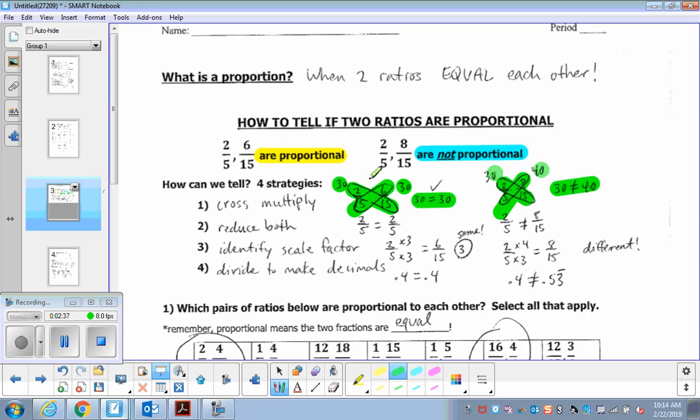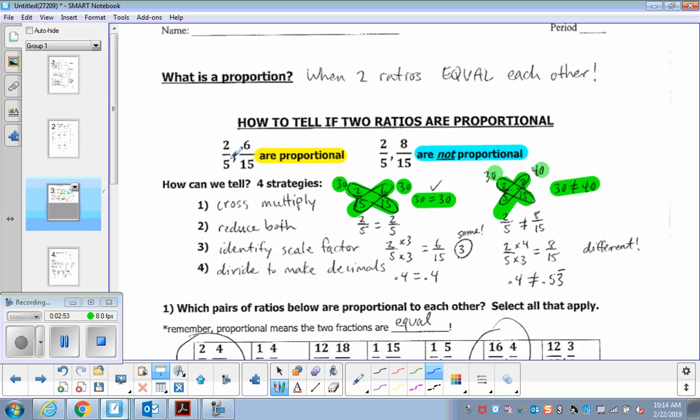So one method would be to cross multiply and see what you get for the products. If they're the same product, then yes, they're proportional. If they're not the same product, then no, they're not proportional. Now another method would be to reduce both fractions.